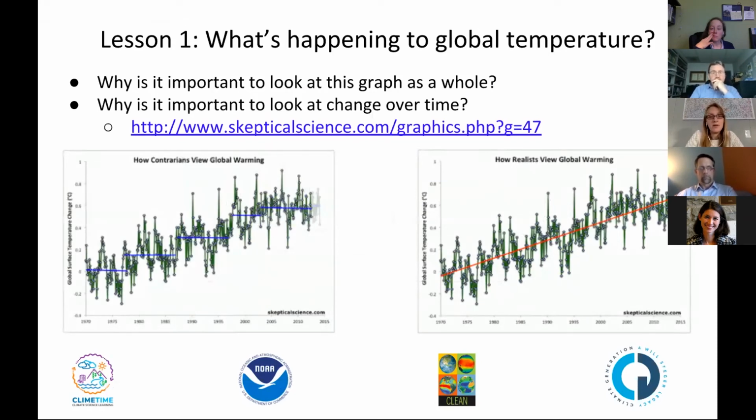And so these 2 graphs come from Skeptical Science, a reference that's been talked about already today, but a great resource. And the 2 graphs showing that if you are to cherry pick the data and only look at small sections, you could come to the conclusion that global warming or climate change is not happening. But when you put all of that information together, you in fact see that the trend is overwhelmingly increasing. The temperature is increasing.